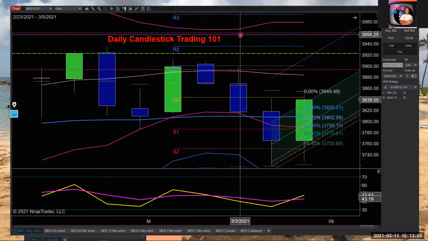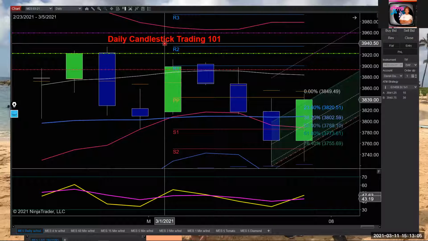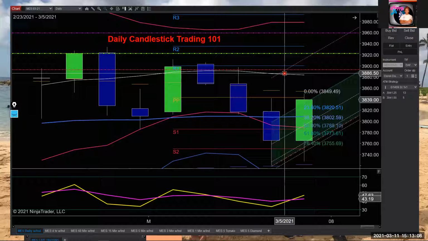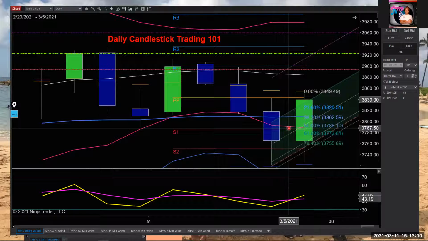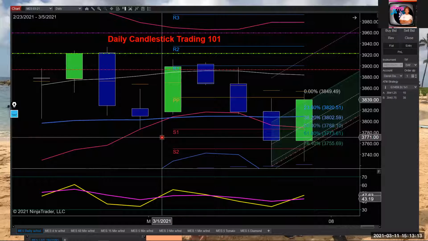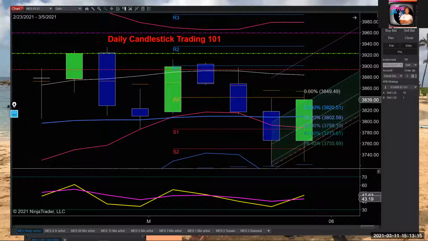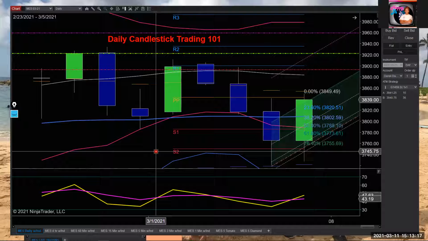Today we're going to be talking about what I call Daily Candlestick Trading 101. The reason I'm calling it that is that candlesticks, whether it's a daily, we happen to be on the daily candle on the MES, or a 5 minute or a 5 second, all have certain patterns that they follow during the period that each candlestick is being made. Just like Elliott wave talks about the process of these five waves or five numbers that follow the waves, candlesticks are very similar.